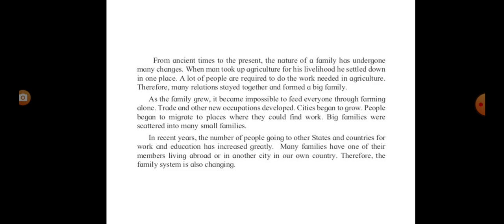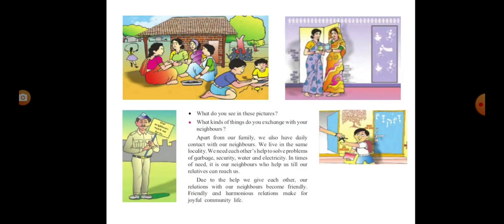As the family grew, it became impossible to feed everyone through farming alone. Trade and other new occupations developed. Cities began to grow. People began to migrate to places where they could find work. Big families were scattered into many small families. In recent years, the number of people going to the other states and countries for work and education has increased greatly. Many families have one of their members living abroad or in another city in our country. Therefore, the family system is also changing.